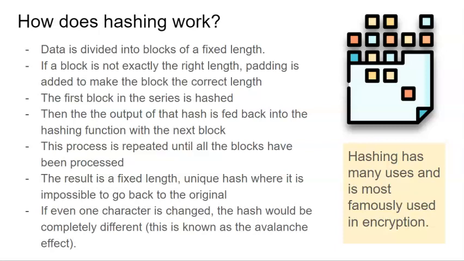First, the data is divided up into blocks of a fixed length, and if a block is not exactly the right length, padding is added to make it the right length. Then, the first block in the series will be hashed, which involves sending it through an algorithm that scrambles it in a consistent way. The output of the hash will be fed back into the hashing function along with the next block, and this process is repeated until all the blocks have been processed. We end up with a fixed length unique string where we can't go back, and if even one character were changed, the hash would be completely different.